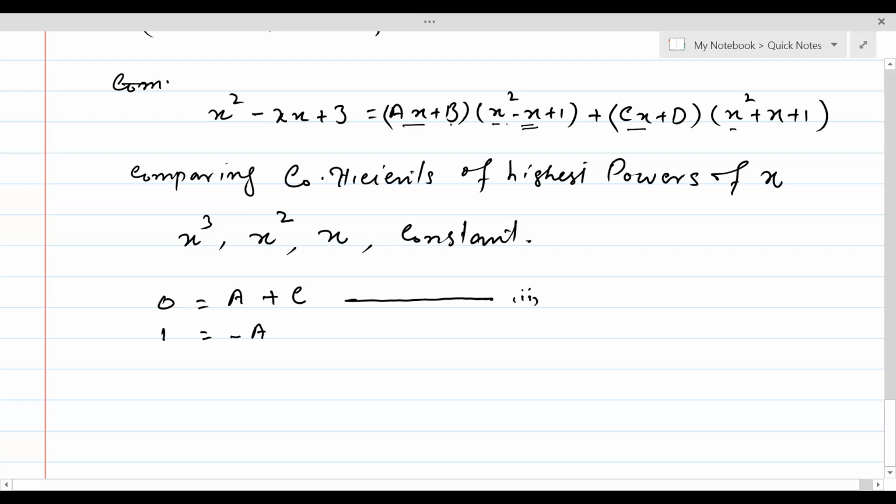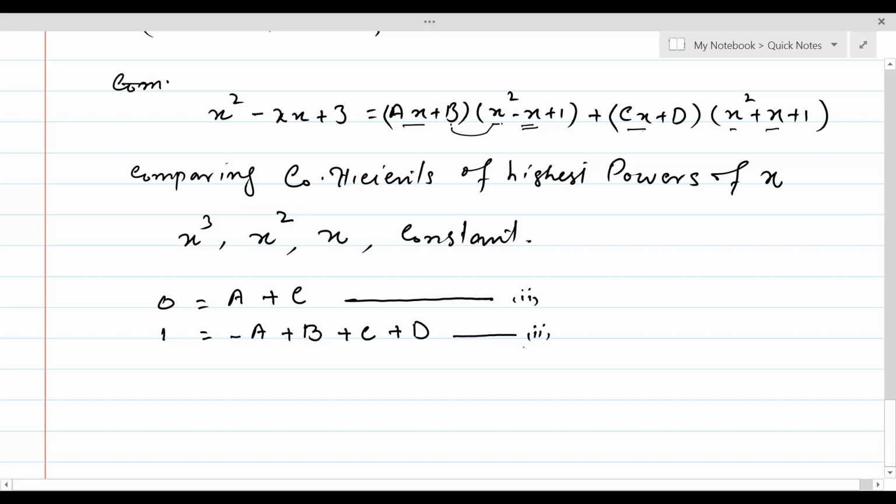Similarly, when b is multiplied with x square, this will make another bx square, so the coefficient there would be plus b. And when cx is multiplied with x, that will give us cx square, so the coefficient is c. And when d is multiplied with x square, the coefficient is d. Therefore, this is the second equation.